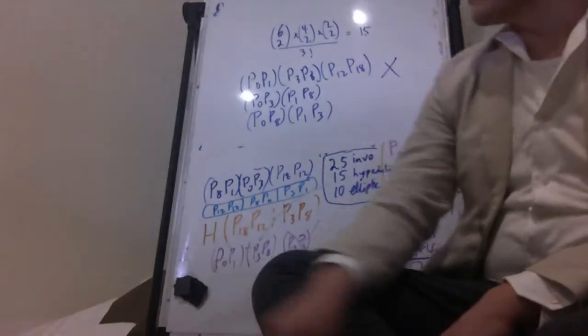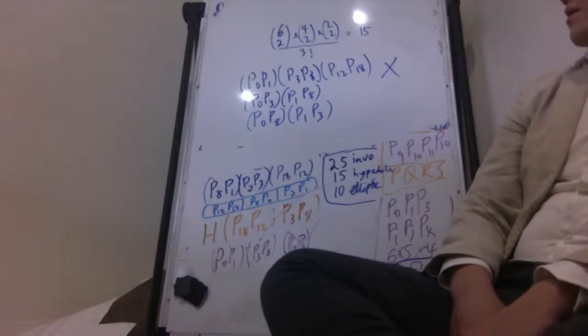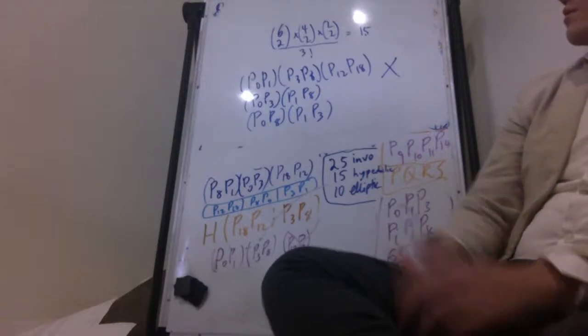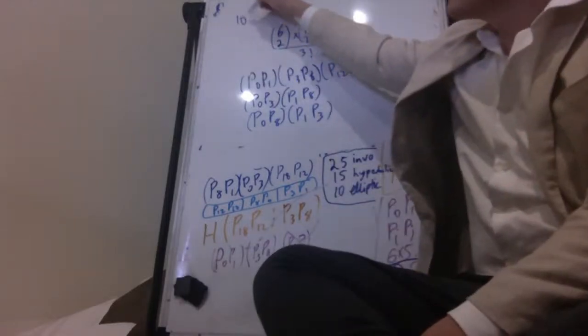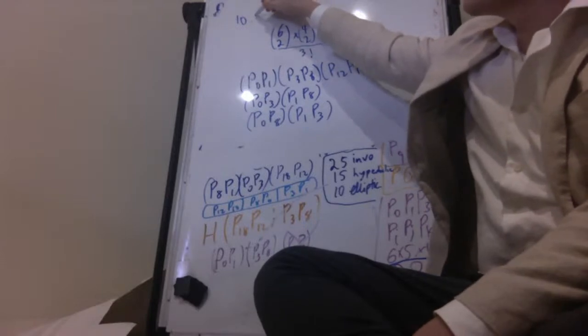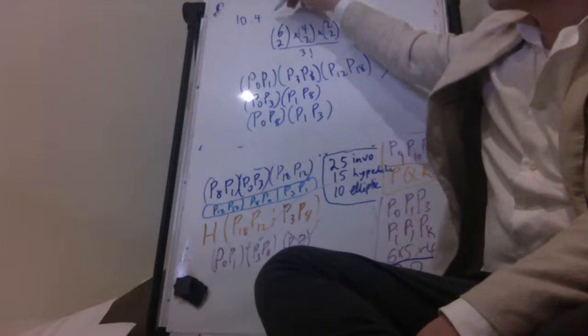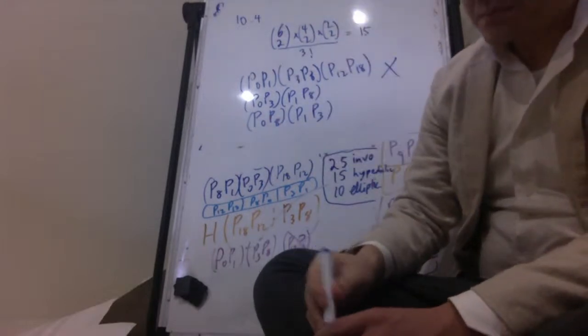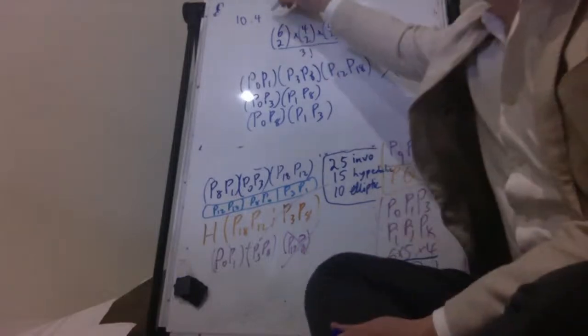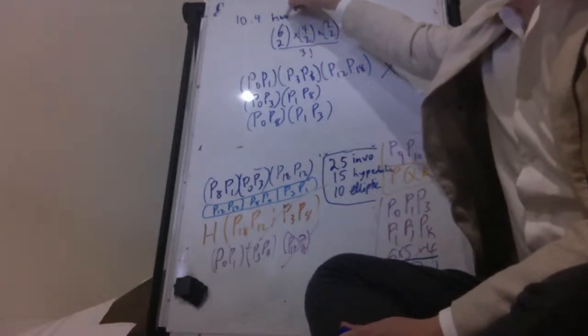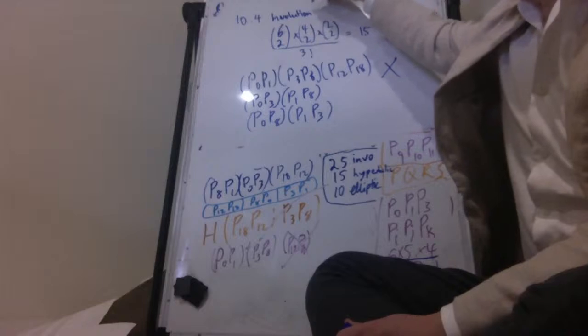Okay, so I want to continue where we left off. We're talking about section 10.4 in this projective geometry book by Coxeter, the section on involutions in the finite projective plane.